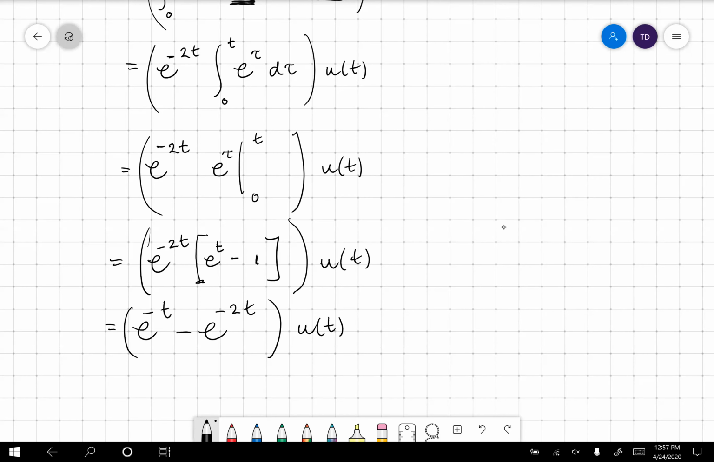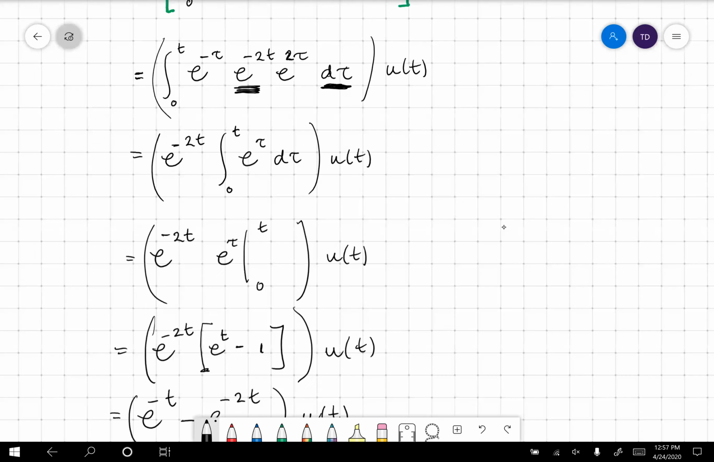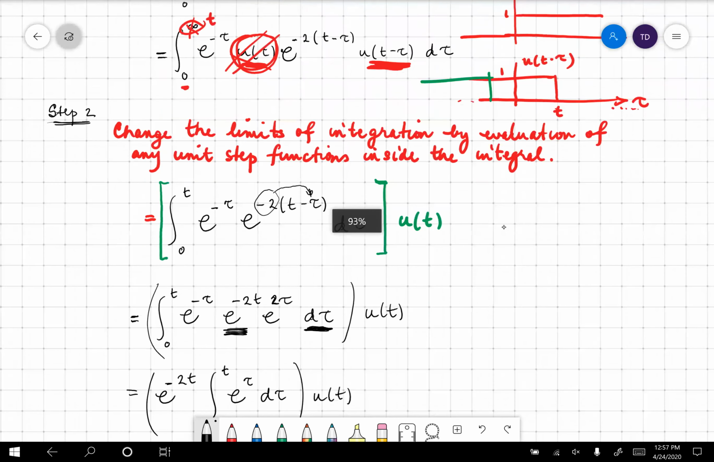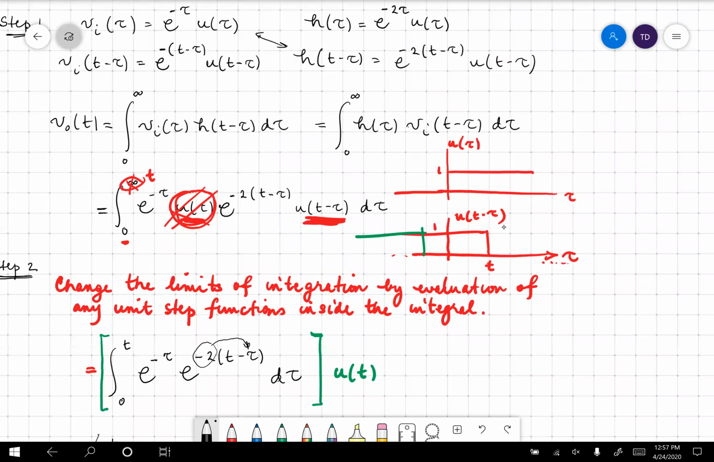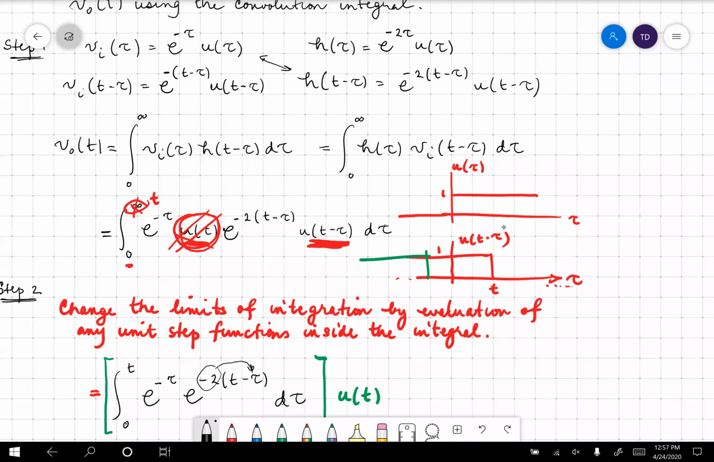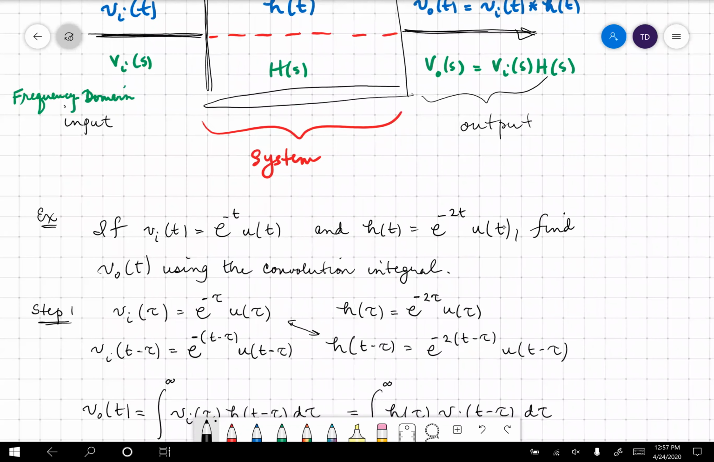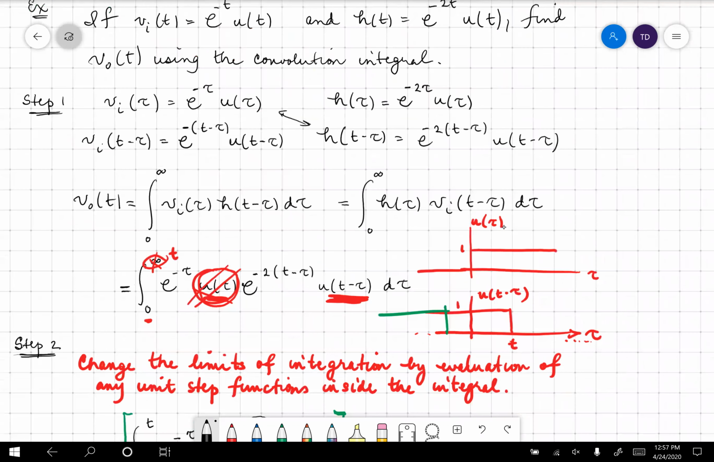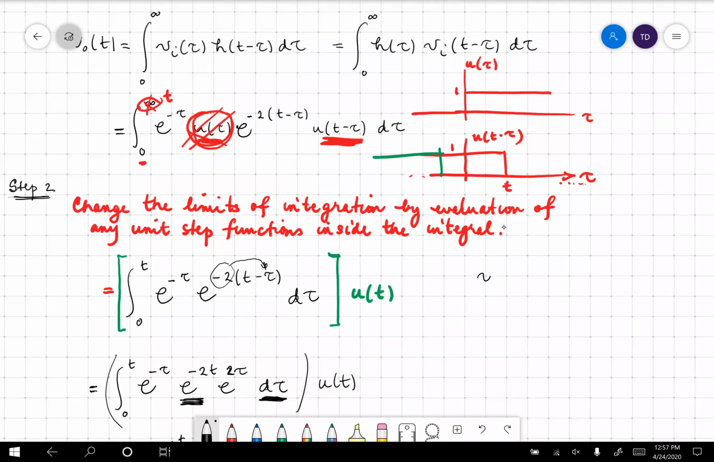Okay, let's get this answer in a faster manner. Instead of doing this convolution integral, let's look at VI. VI is e to the minus t u of t. Let's do that on this side. So VI equals e to the minus t u of t. And then we had h of t, I've dropped the t notation here, is equal to e to the minus 2t u of t. Great.